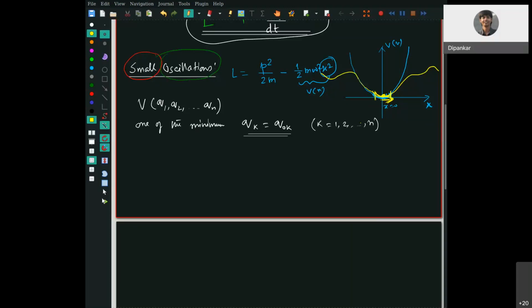So I will expand the potential about a minimum. If the minimum is occurring at qk equals q0k, the displacement from that I will denote by xk. So xk is this amount. If this is my qk direction, then this is q0k, and at q0k you have the minimum, and this distance here is xk.